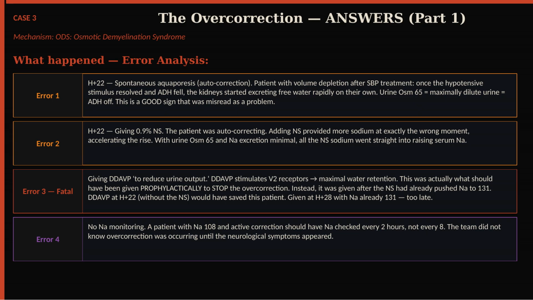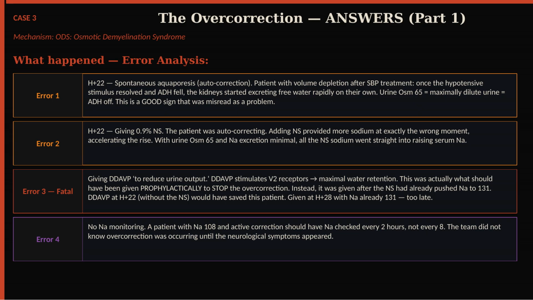Error 3. And this is the fatal one, giving desmopressin to reduce urine output. Now, desmopressin was exactly the right drug. It clamps down on water excretion. But it should have been given prophylactically at hour 22 to stop the overcorrection. Given there, alone, without the saline, it would have saved this man. Instead, it arrived at hour 28, after the saline had already shoved sodium to 131. Too late, and now it just locks in the damage.